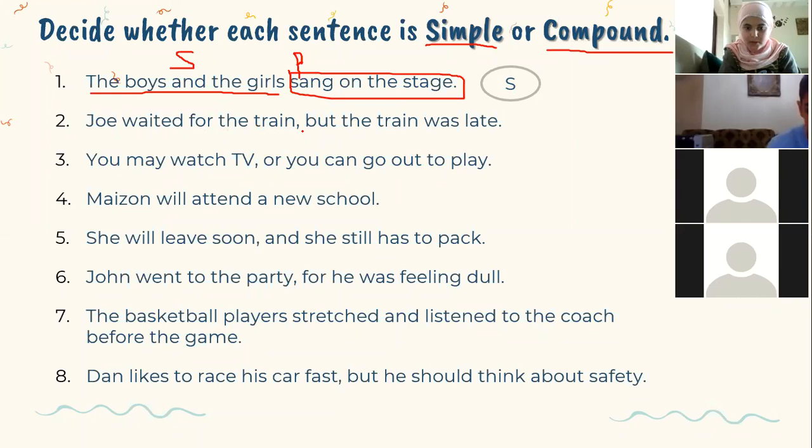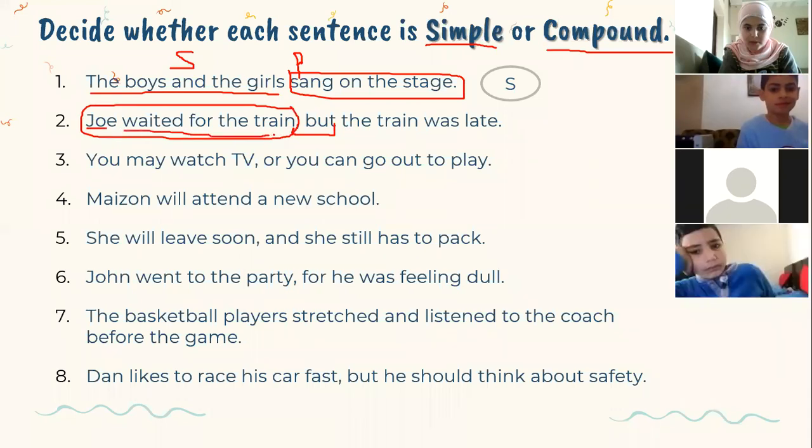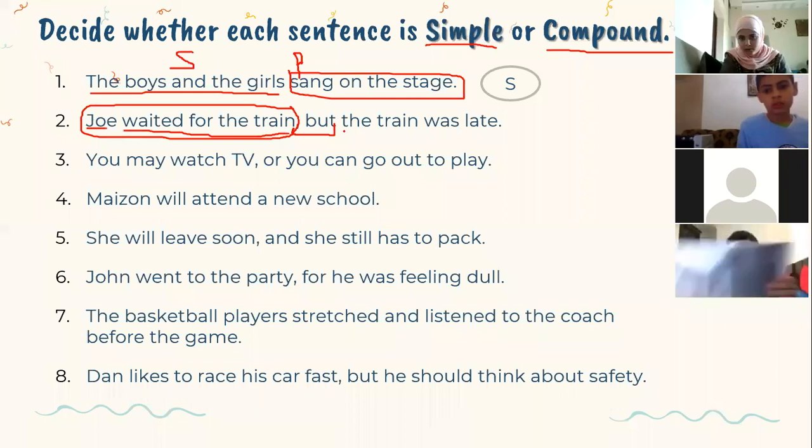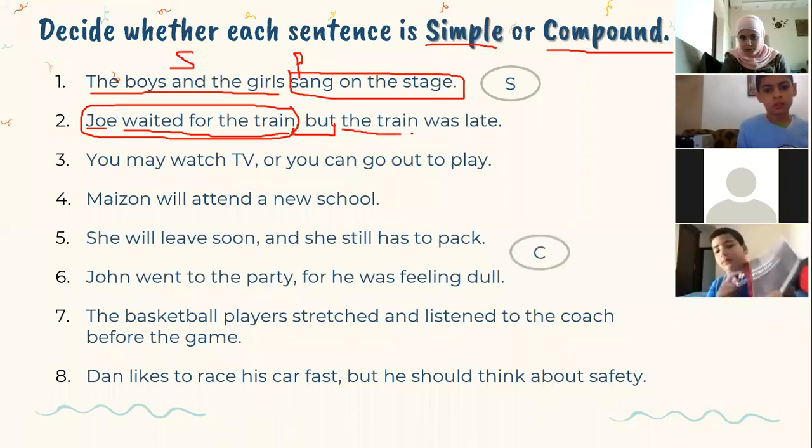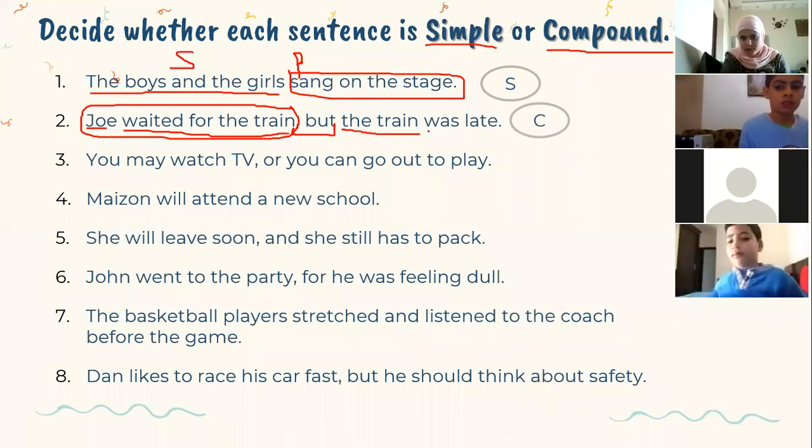Joey waited for the train. If you notice here, I have a comma with a conjunction: but the train was late. Joey waited for the train makes an independent clause. Why? Because I have a subject, Joey, and a predicate, waited for the train, and a complete idea. The second part, the train was late, has another subject, the train, and another predicate, was late.